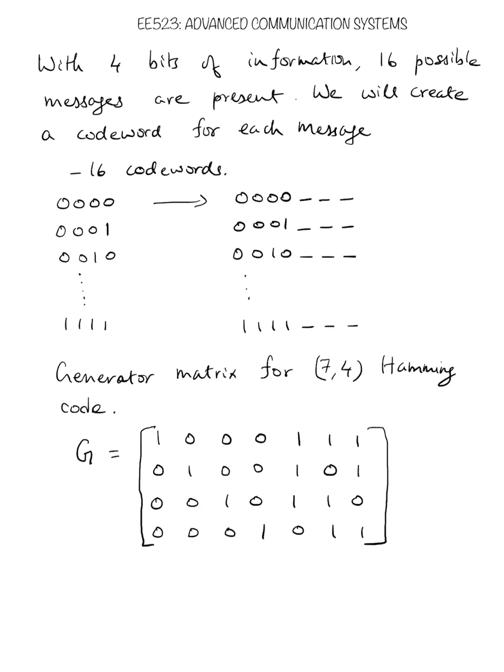So let's take the first message, which is 0 0 0 0. That's our message, and we want to multiply that with the generator matrix. So what is the generator matrix here?